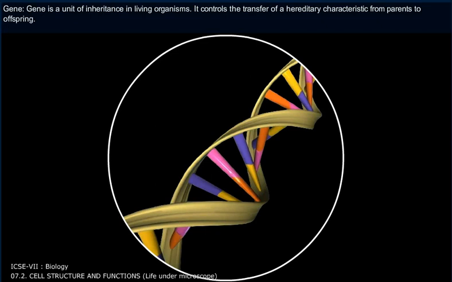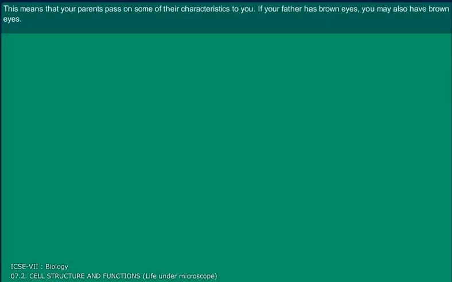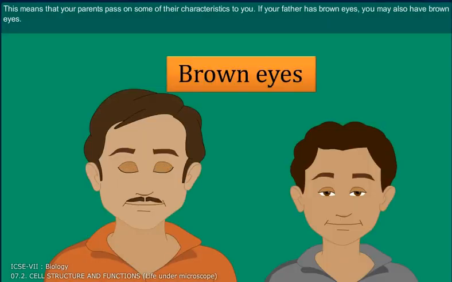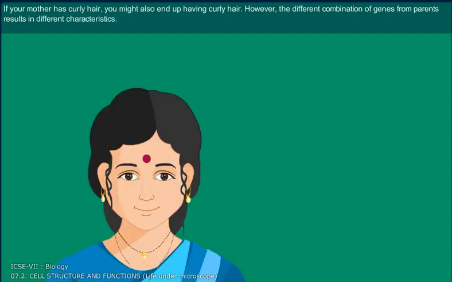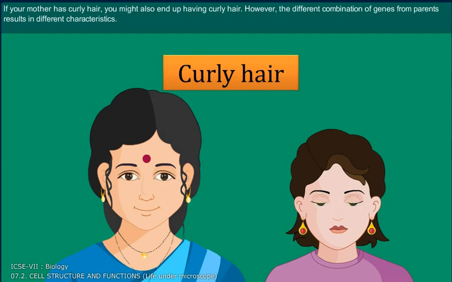Gene. A gene is a unit of inheritance in a living organism. It controls the transfer of a hereditary characteristic from parents to offspring. This means that your parents pass some of their characteristics onto you. If your father has brown eyes, you may also have brown eyes. If your mother has curly hair, you might also end up having curly hair. However, the different combinations of genes from parents result in different characteristics.